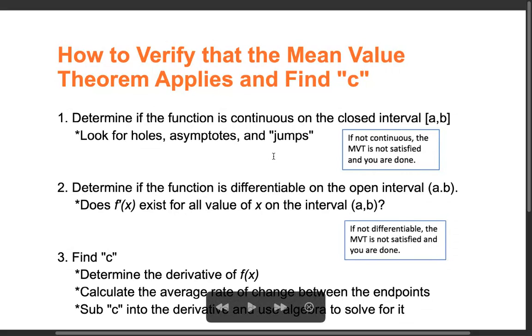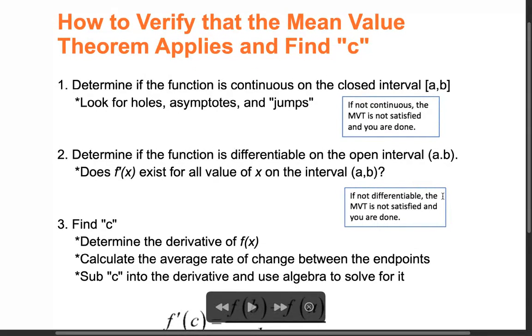Once we've got our check there that it's continuous on the closed interval [a, b], you want to make sure that the function is also differentiable on the open interval (a, b). So basically, you're looking to make sure that you can actually find the derivative and that the derivative exists for the original function between a and b. So you're going to find the derivative, find f prime at x, and then just make sure that there are no places where it doesn't exist on the interval that you're looking at.